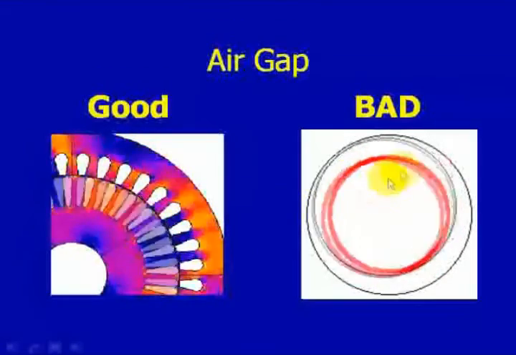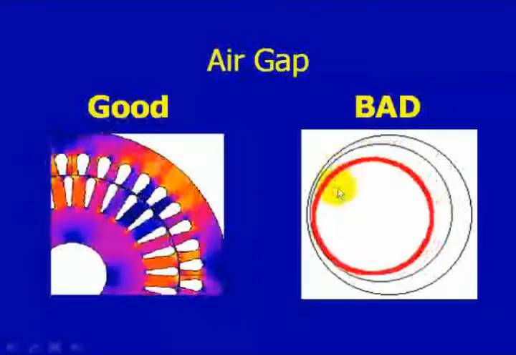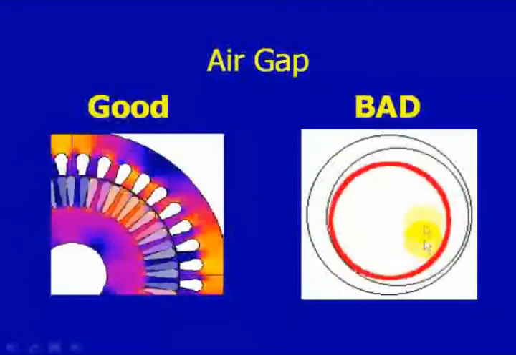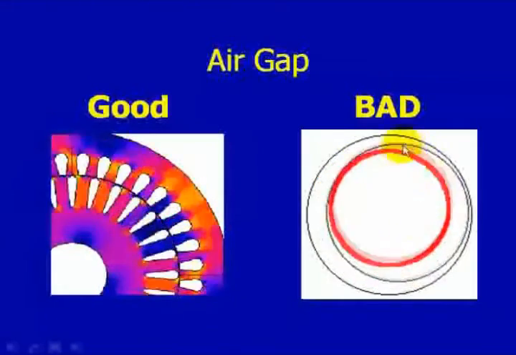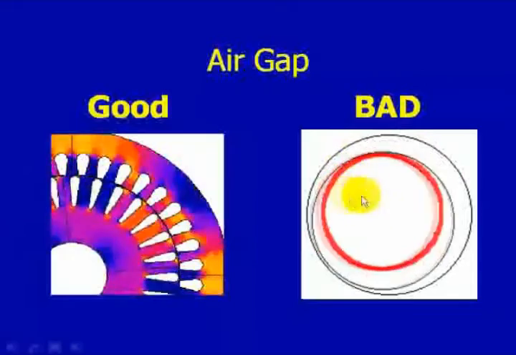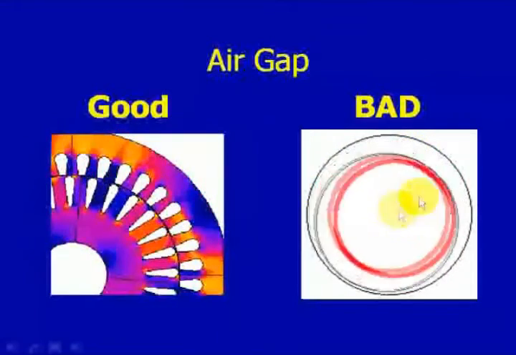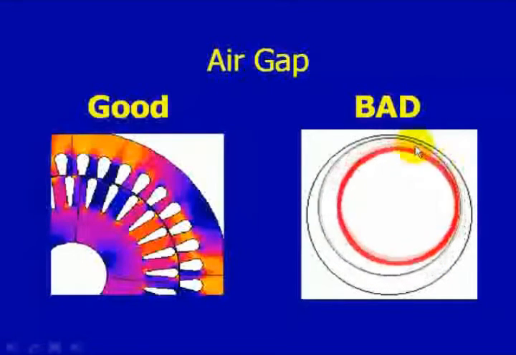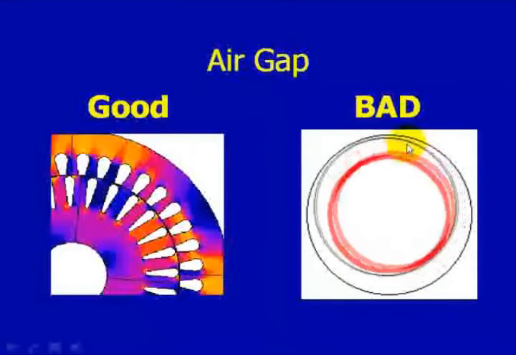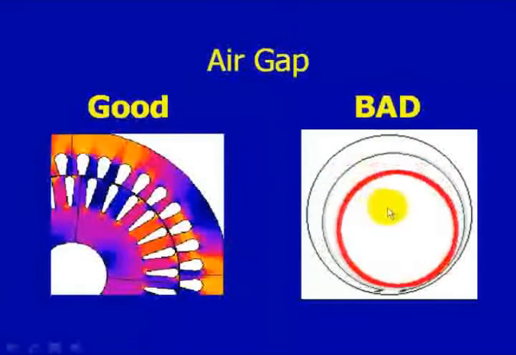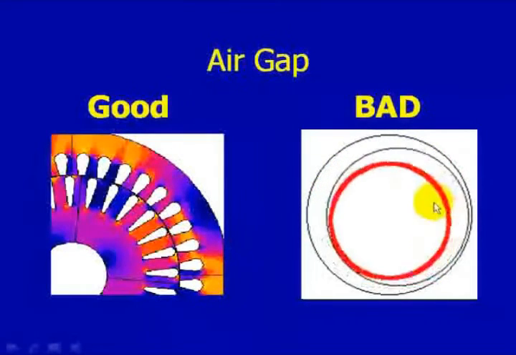A bad air gap or bad eccentricity would be the one in the picture to the right, where we see the air gap fluctuates as it rotates 360 degrees between the rotor and the stator. Now, the graph on the right shows what could happen if this rotor rubs against the stator. You could cause serious damage to not only the rotor but to the stator, which would potentially require a catastrophic failure and an immediate repair or replacement of that motor.